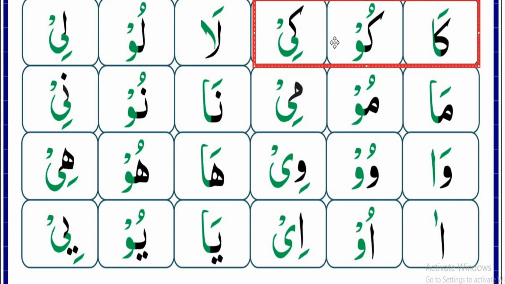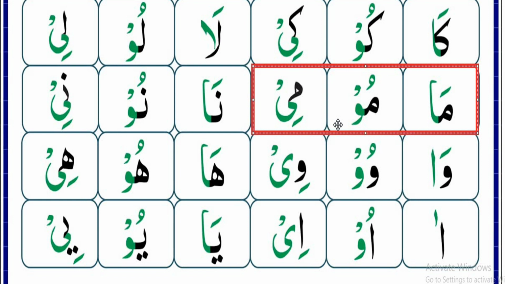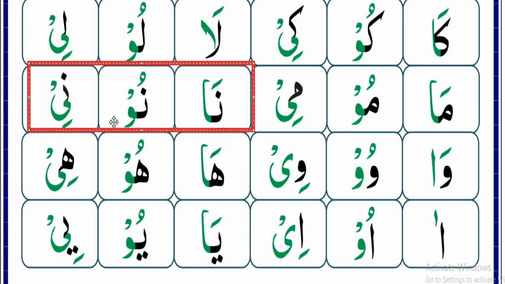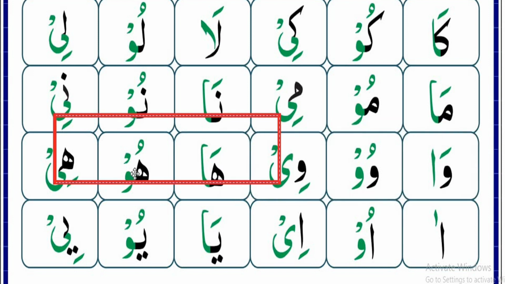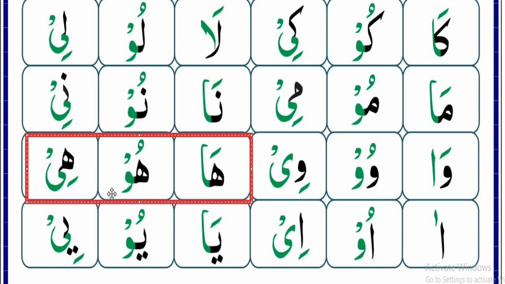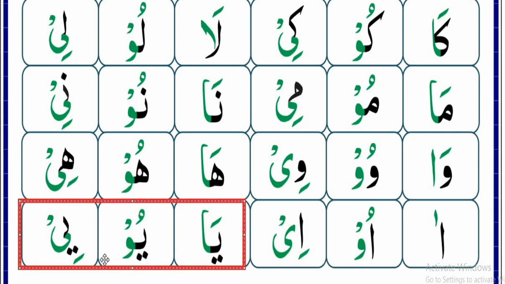Ka, ku, ki, la, lu, li, ma, mu, mi, na, nu, ni, wa, wu, wi, ha, hu, hi. Now that's Hamza. So here the sound is a, u, i, ya, yu, yi. So this is how you read madda letters.